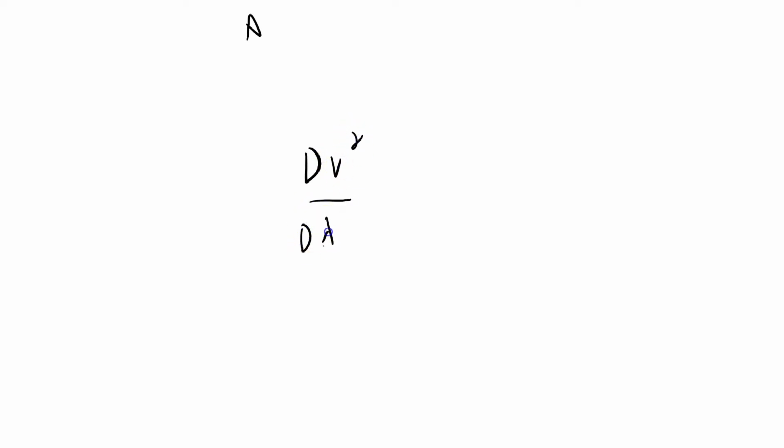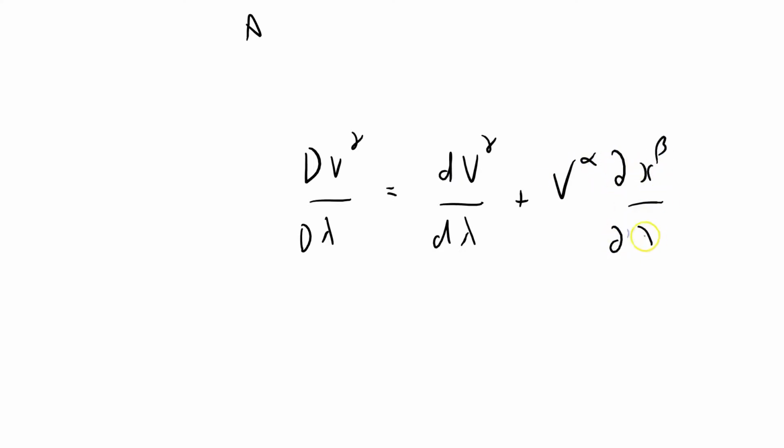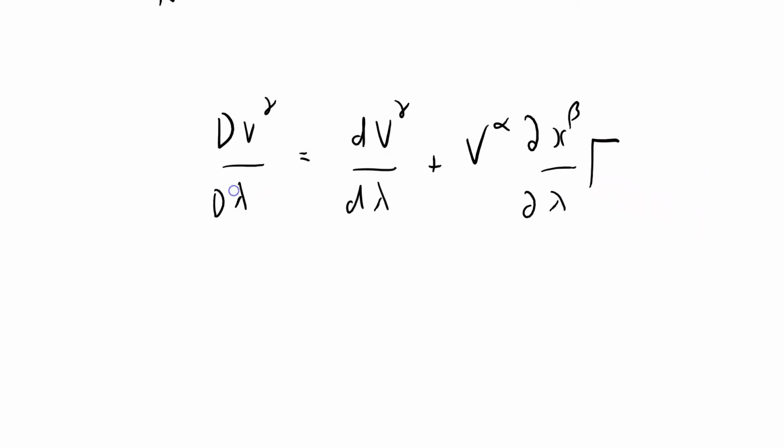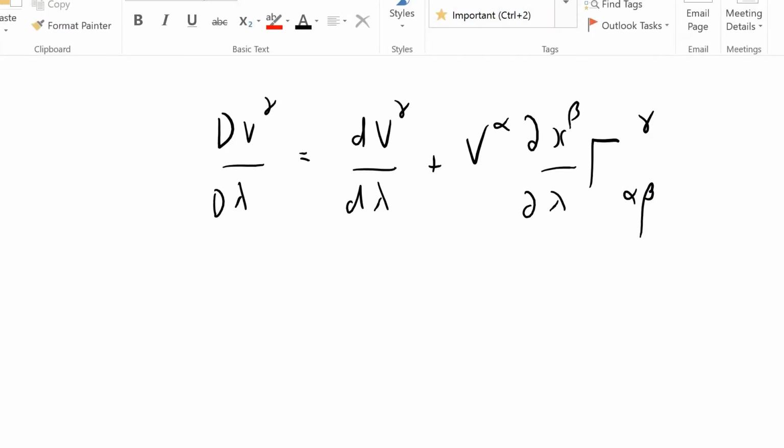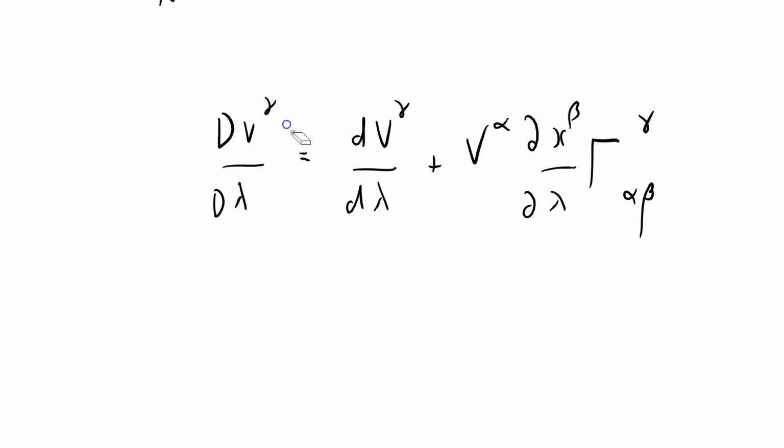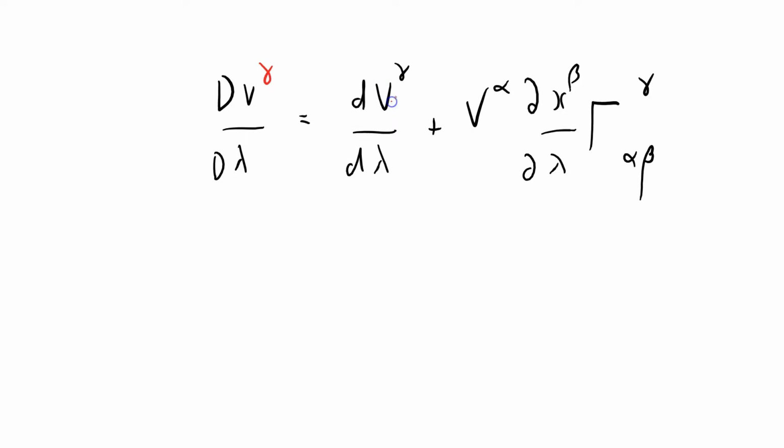D v gamma by d lambda equals little d v gamma by d lambda plus v alpha dx beta by d lambda, Christoffel symbol gamma alpha beta. And I'm just going to make it absolutely clear what's going on here. So I'm going to replace that gamma with a red character just to make sure that it's free. So now it's red, red, red in the right position.